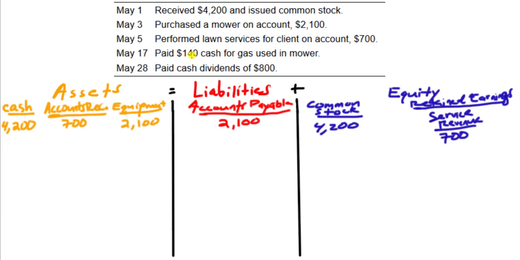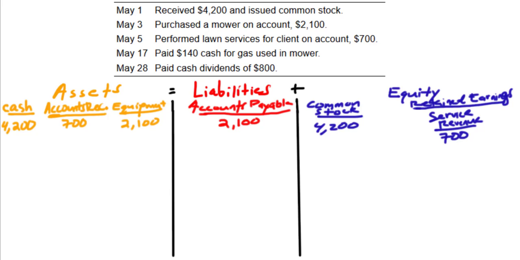Okay, on May 17th, we paid $140 cash for gas used in the mower. All right, so $140 cash left the business. So this is a good time to point this out. Whenever you are analyzing transactions, or you're acting as an accountant, and you're trying to see, hey, is the number I'm going to put going to be negative or positive? Dividends are going to be negative. Cash, when is the number I'm putting in negative or positive?